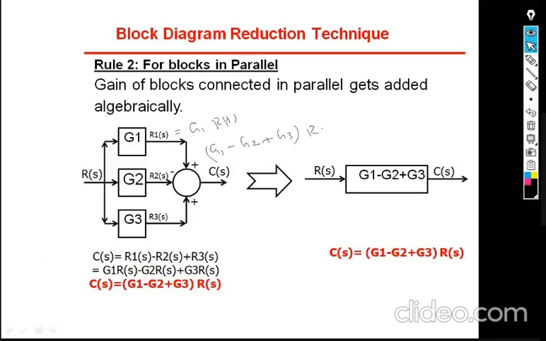What will you get as the output finally? Input common is R of S. So it means that your C of S is equal to G1 minus G2 plus G3 into R of S. The same thing you can represent in a single block, where C of S is the output and R of S is the initial input. So the resultant of these three blocks including the summing point is G1 minus G2 plus G3, because G2 has a minus connection at the summing point. Like this you can do.